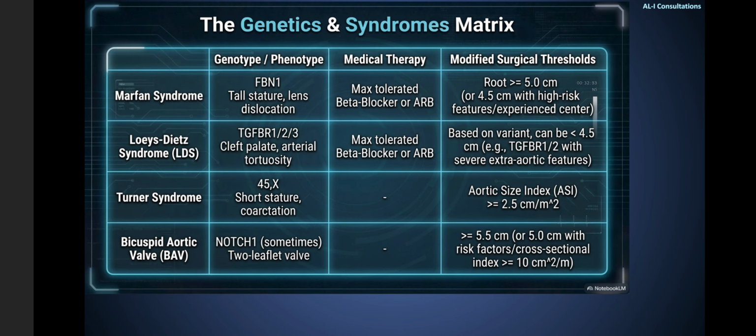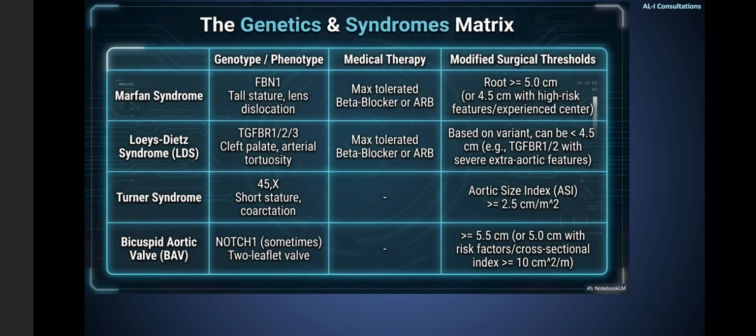Consider the genetic syndromes. Marfan's is an FBN1 genotype, with tall stature and lens dislocations. Medical therapy is maximally tolerated beta blocker or ARB. Thresholds for surgery, root more than 5 or 4.5 centimeters with high risk features or experienced center.